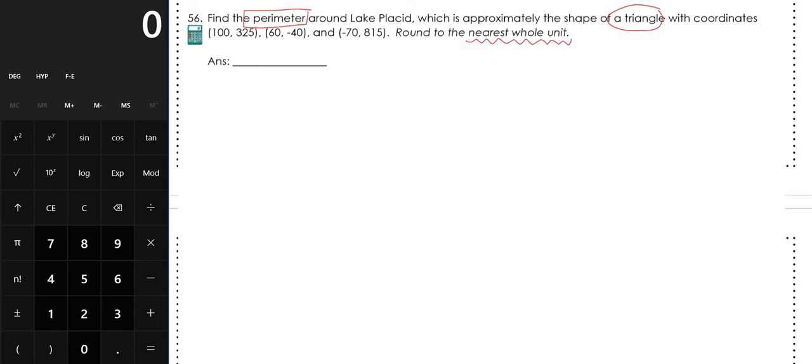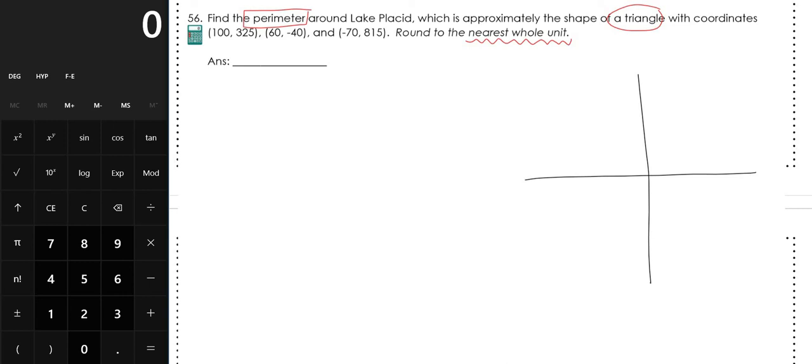Now notice that these are really big coordinates: 100, 325; 60, negative 40; negative 70, 815. So it's very impractical to try and graph all of these. Instead, what we're going to do is create a sketch and go through our little trick in finding lengths of sides. So here's going to be my little graph sketch. Okay, so that's going to be my sketch.